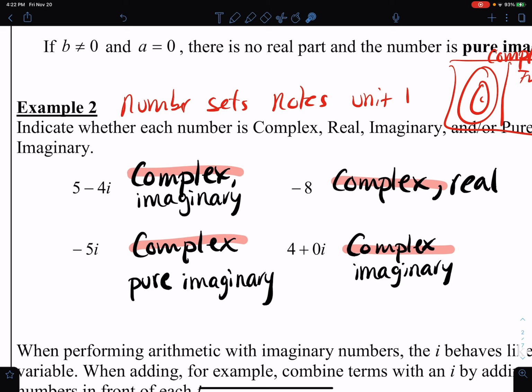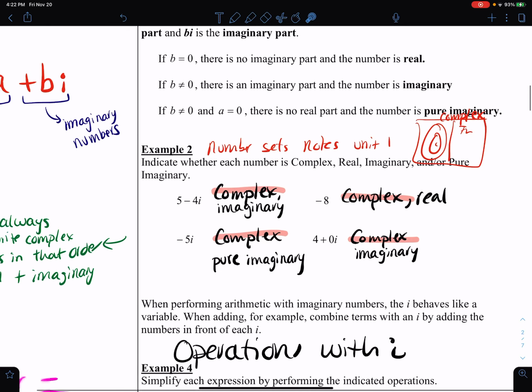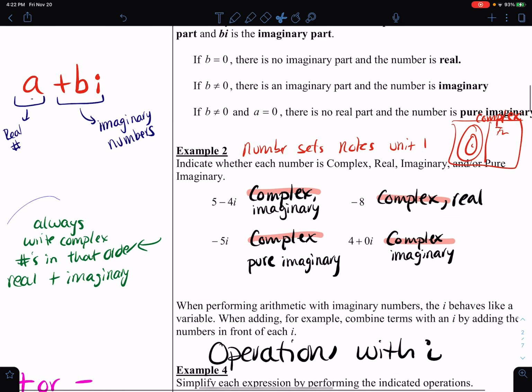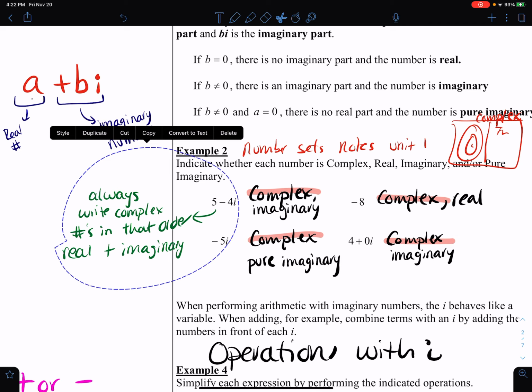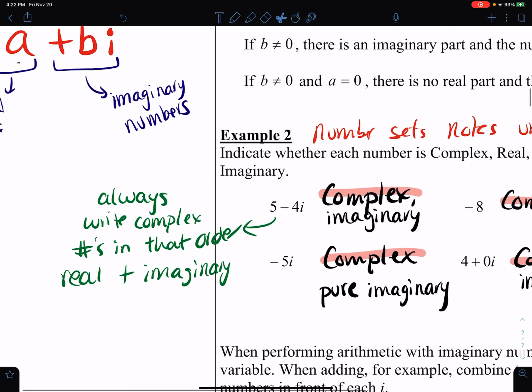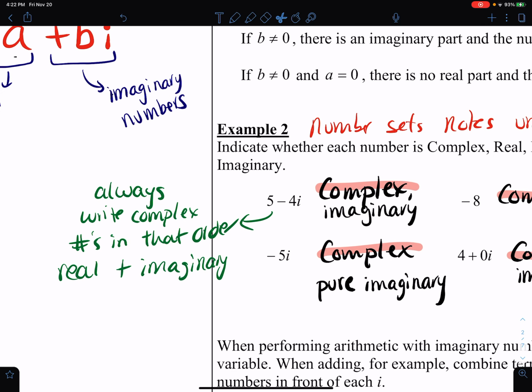So more so just definitions of our number sets, but then also in general, what I want you to know when we're writing complex numbers, we always want to write them in that order. So put the real part first if there is one, and then the imaginary part second.